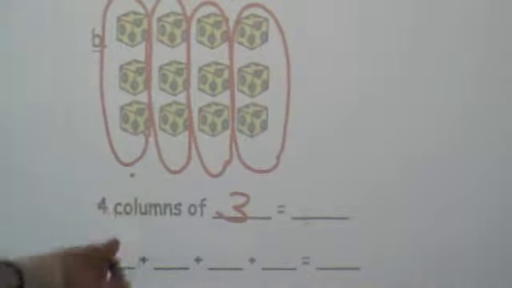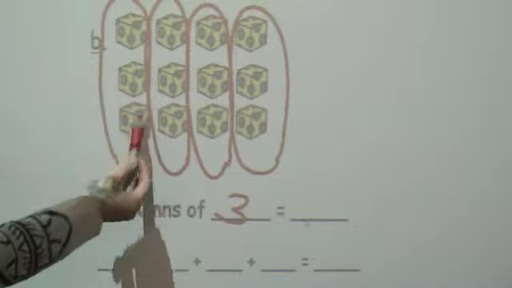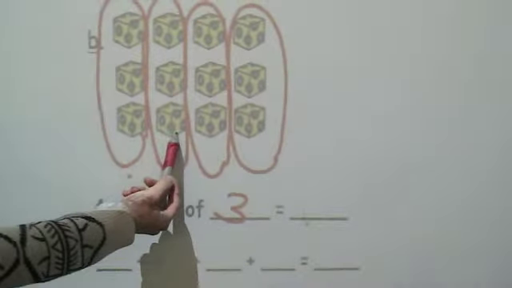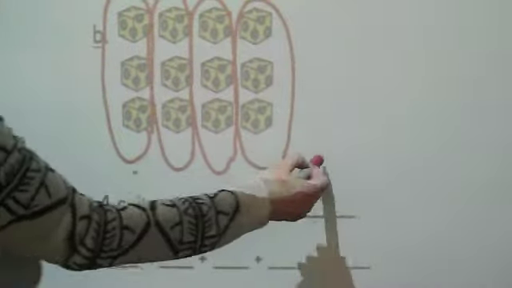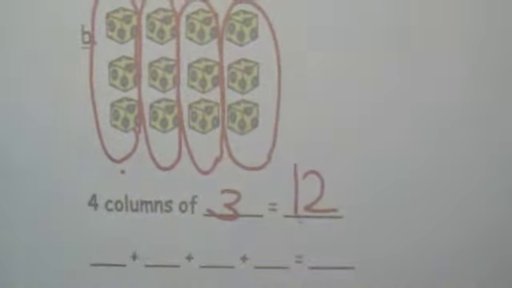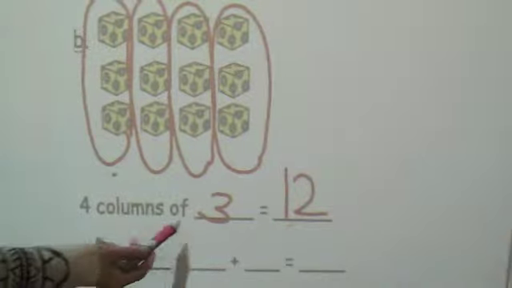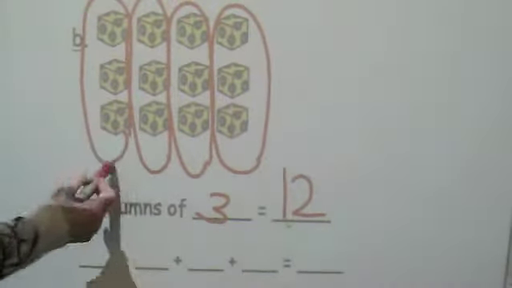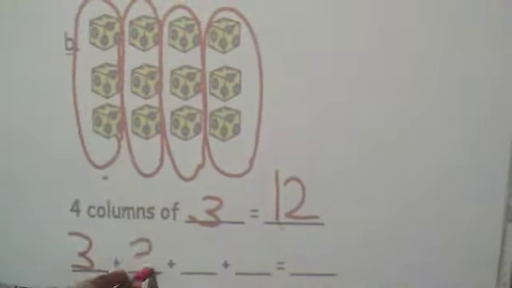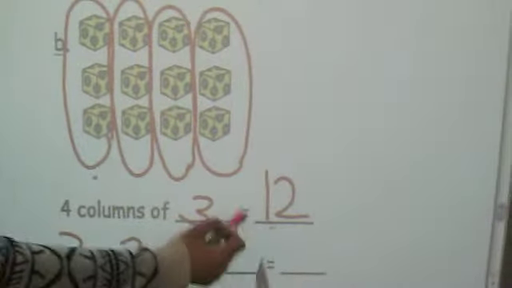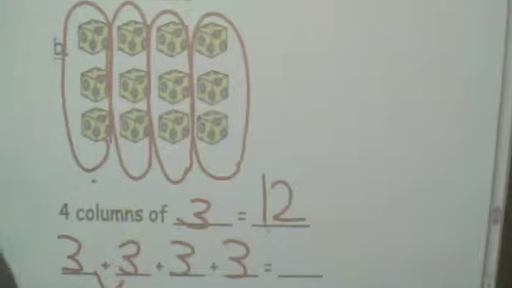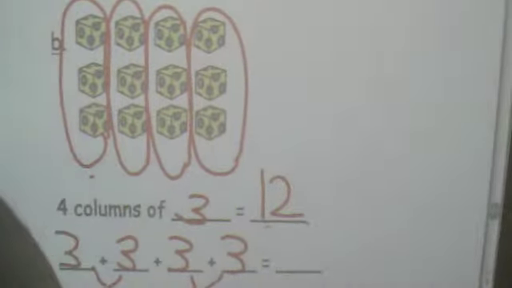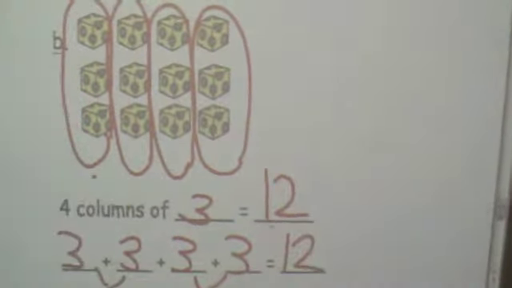Now let's count our total. How many do we have all together? 3 plus 3 is 6. 6 plus 3 is 9. 9 plus 3 is 12. Let's use our repeated addition. We have 4 columns of 3, so we have to add 3 plus 3 plus 3 plus 3. 3 plus 3 is 6. We got another doubles over here. 6 plus 6 is 12.